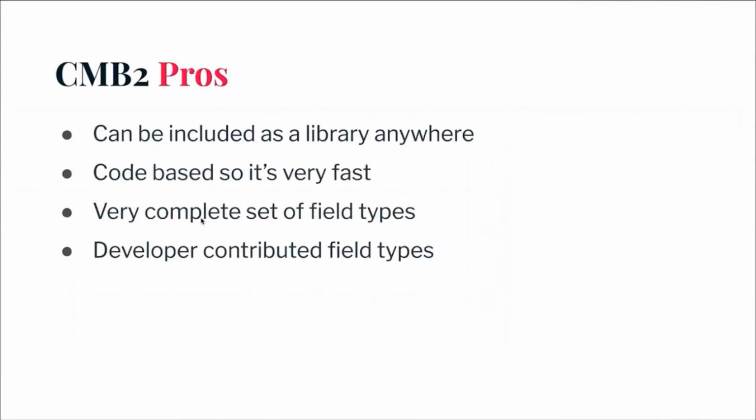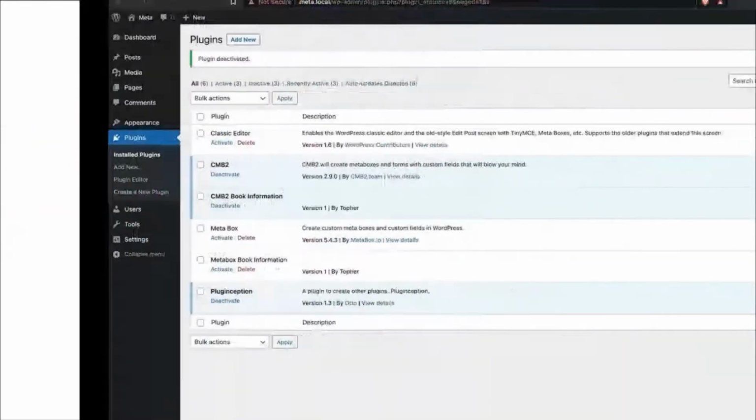So some pros about CMB2. It can be included as a library anywhere. There are no restrictions. 100% GPL, 100% free. Good stuff. It is code-based, so it's very, very fast, just like Metabox.io. There's a very complete set of field types. It's really, really excellent. There's also a set of developer-contributed field types.